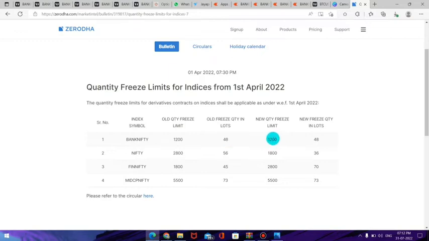For Bank Nifty it has been sustained at 1200 only right now, as well as for Nifty. Now you can see 2800 was the previous freeze limit, but now it has been restricted to 1800. So almost 36 lots only can be taken by Nifty traders. Nifty traders could not place more than 36 lots at the same time when punching an order. So this is called a freeze limit.